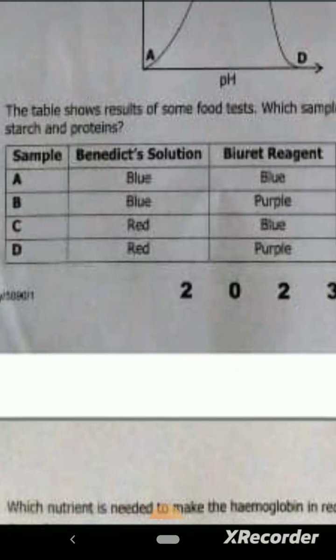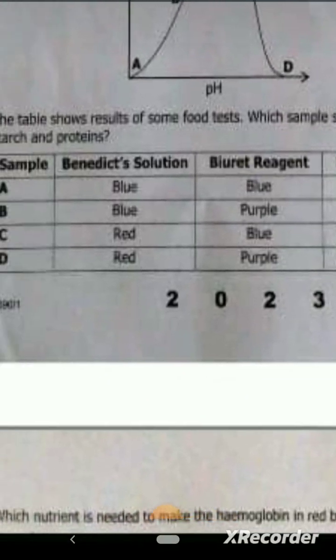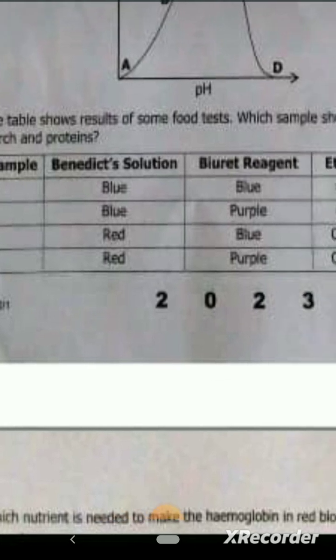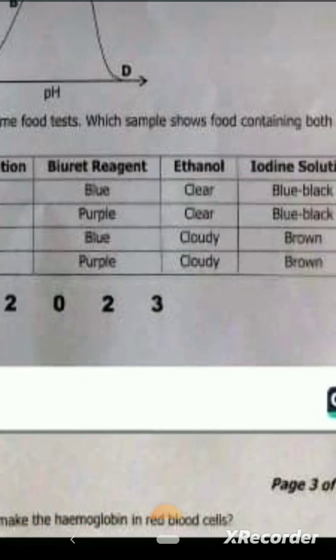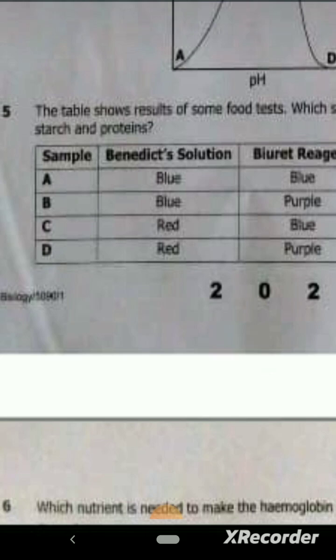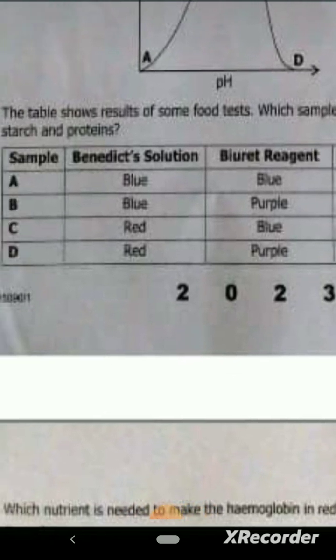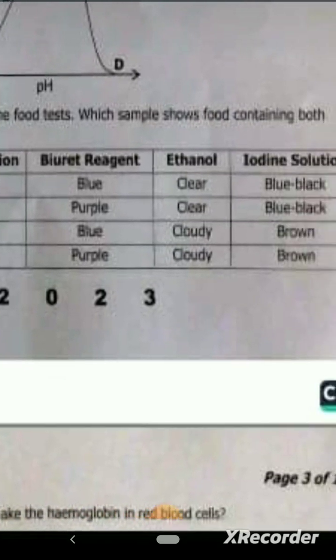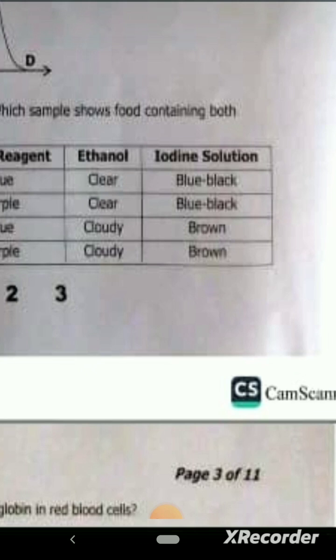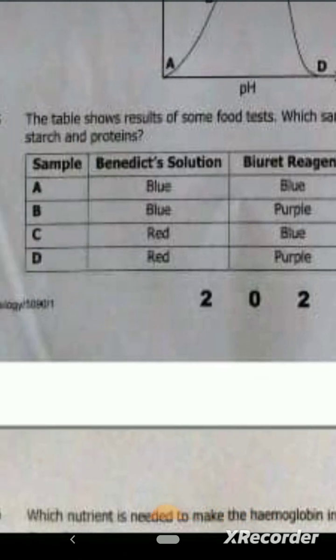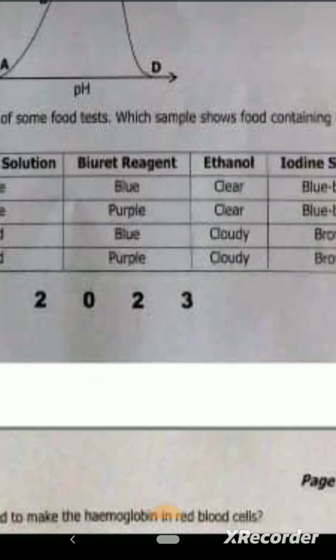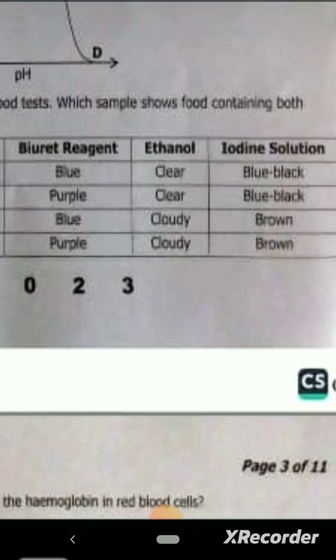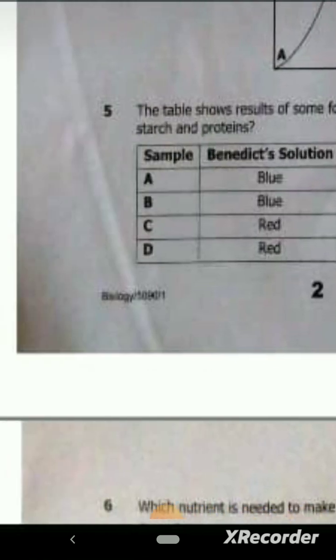Question 5, we know this is a food test. The table shows results of some food tests. Which sample shows food containing both starch and proteins? For starch, we use iodine solution, and if starch is present, we expect blue black. So A and B are possible answers. Then for proteins, of course, we use biuret reagent and the solution should turn purple. So making B the answer.